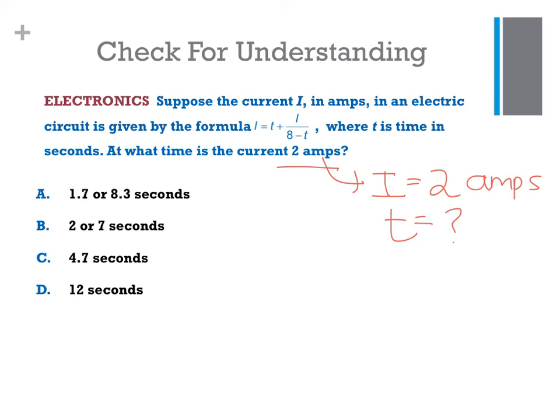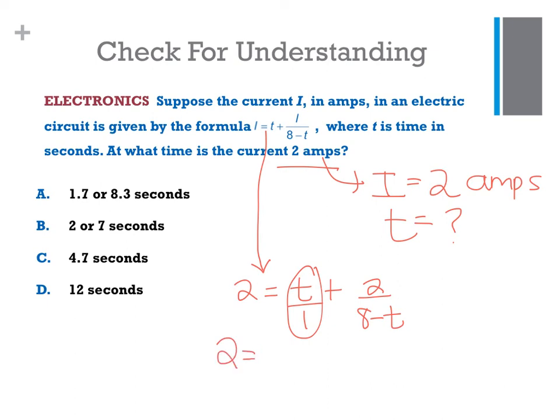Okay, so replacing I with 2 amps, I get 2 equals t plus 1 over 8 minus t. What I'm going to do is get a common denominator here. So I have a 1 underneath the t. I can multiply this first fraction by 8 minus t. So I get 2 equals t times 8 minus t all over 8 minus t, plus 1 over 8 minus t.